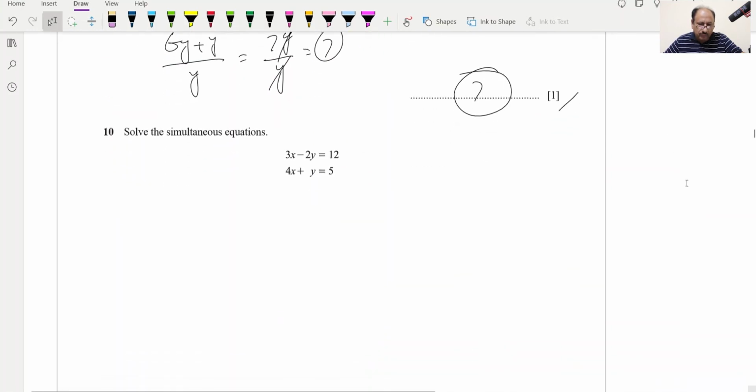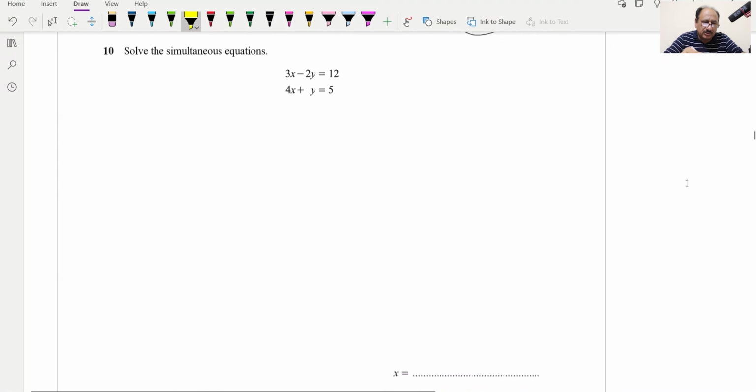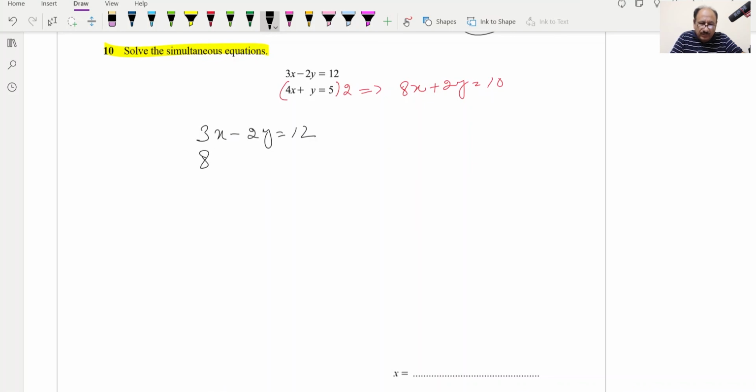Now we can move to question number 10, simultaneous equations, and we have to solve them. For this one, we can equalize the coefficients of y, so we will multiply this by 2, and this implies 8x plus 2y is equal to 10. Now we can use both equations: 3x minus 2y is equal to 12, and 8x plus 2y is equal to 10, and we can add. The y terms will cancel, and we will get 11x is equal to 22. So this implies x is equal to 2.